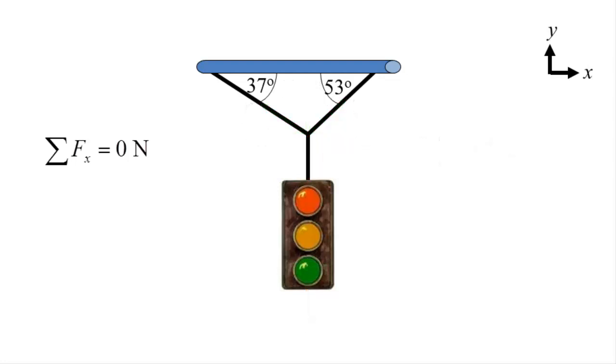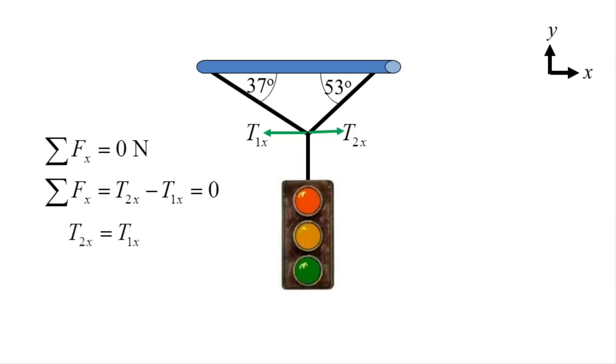Let's first look at the x direction. Along the x direction, we have T2x pointing to the right, which we've defined as being the positive direction, and we have T1x pointing to the left, which is in the negative direction. So the vector sum of the forces along the x direction is given by T2x minus T1x is equal to 0, or T2x must be equal to T1x. Since T2x is a horizontal component of T2, it can be written as T2 cos of 53 degrees. Similarly, T1x is a horizontal component of T1, so it can be written as T1 cos of 37 degrees.